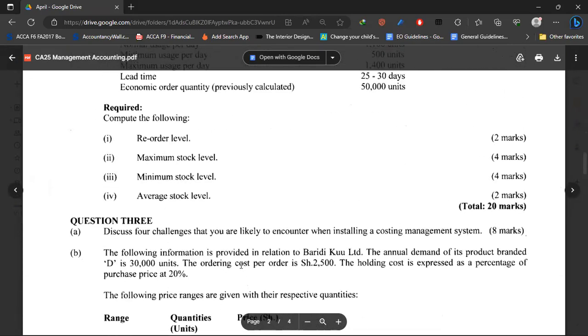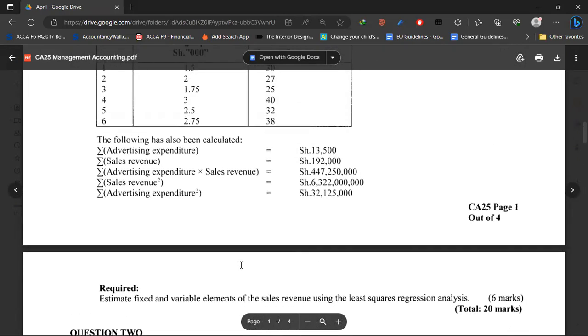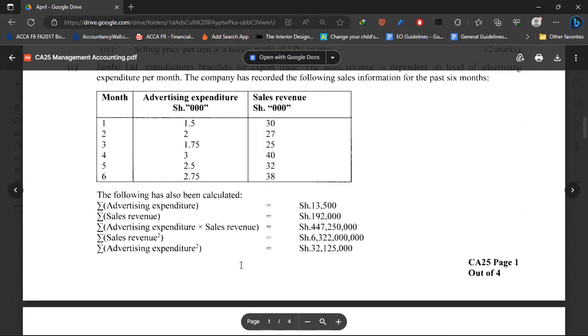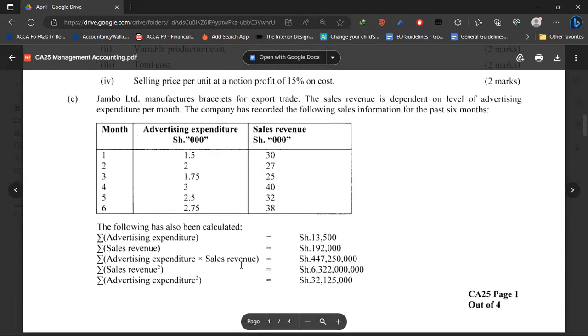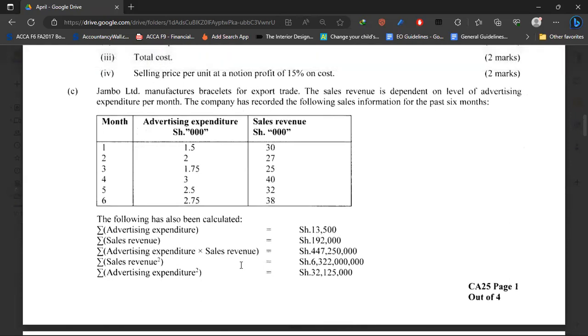So you'll be given a question which looks like this. Question 1 should be question 1 CS. You'll be given a question like this. Mary, can you read for us, please?